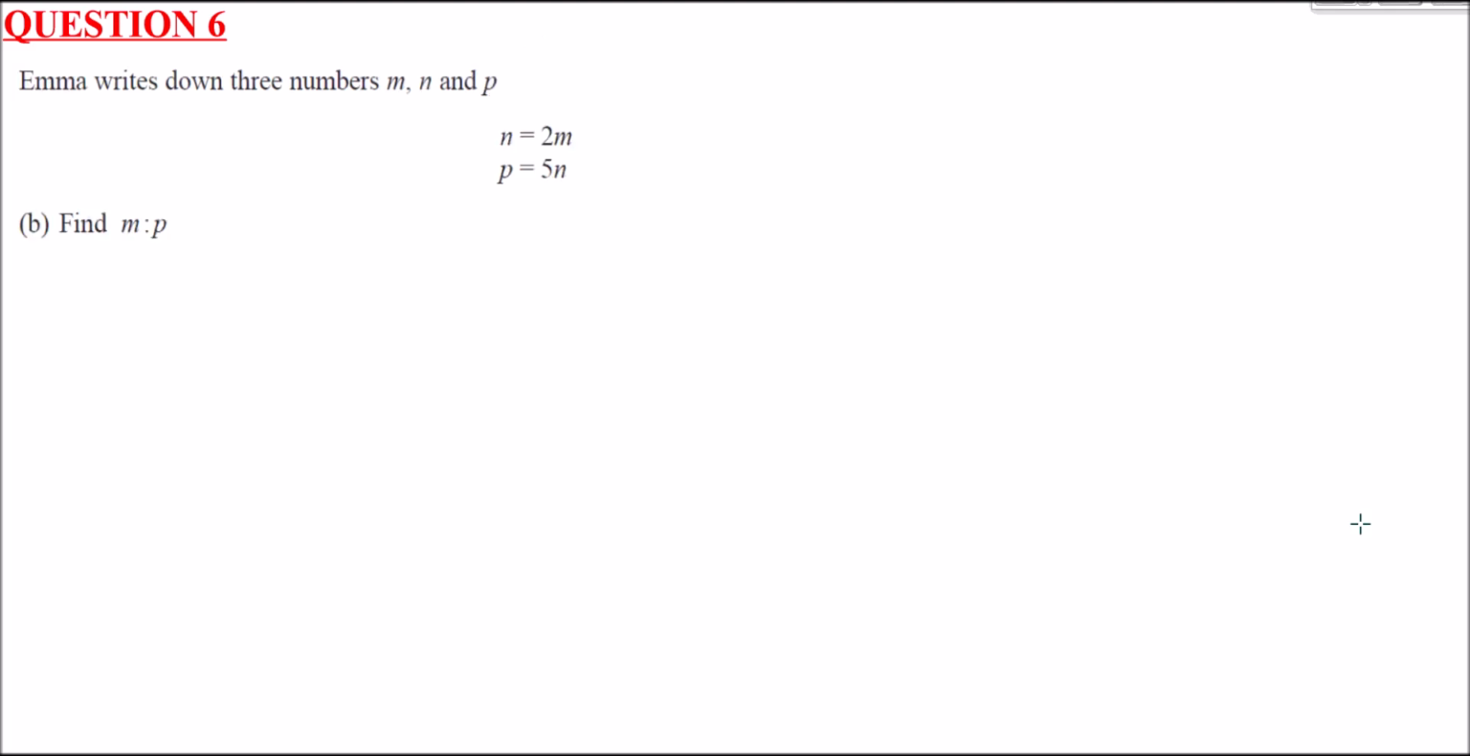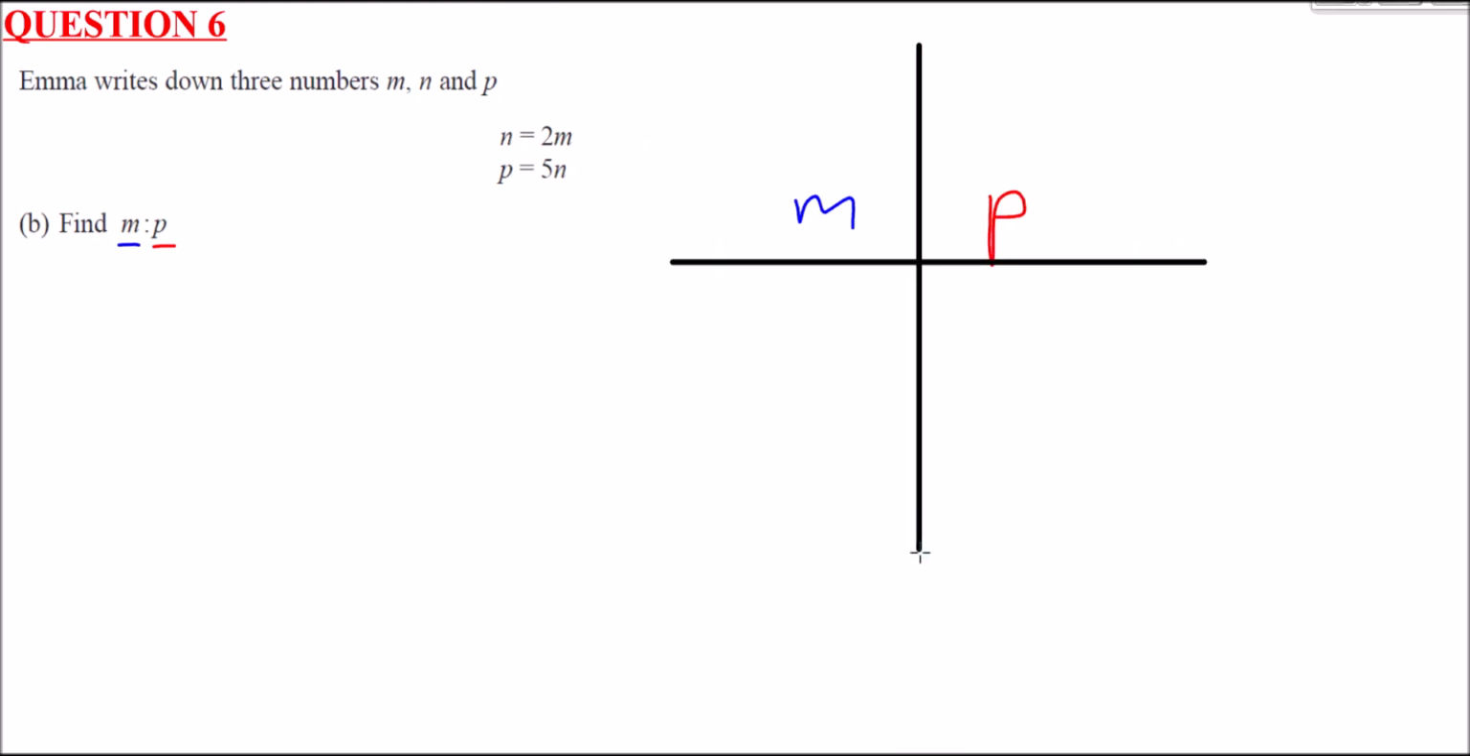So part B, Emma writes down 3 numbers M, N and P. So N equals 2M and P equals 5N. So we're wanting the ratio, apparently, of M to P. So again, this can be done as a table. So M on one side, P on the other. Let's work out what this will be in simplest form. So far, all we're told really is what P is. So P is 5N. We're told what N is, but not what M is.